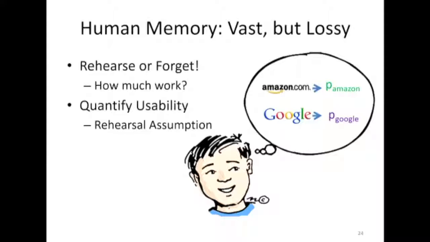Now the question is, how much work do you actually have to do to memorize and rehearse all the secrets? And to quantify usability, we're going to introduce a rehearsal assumption, which basically quantifies how often you'll need to rehearse the secret if you want to continue remembering it. So, okay, here in this picture, suppose the user hasn't logged into Amazon for a while, maybe 3 months. In this case, the user is likely to forget that particular password.